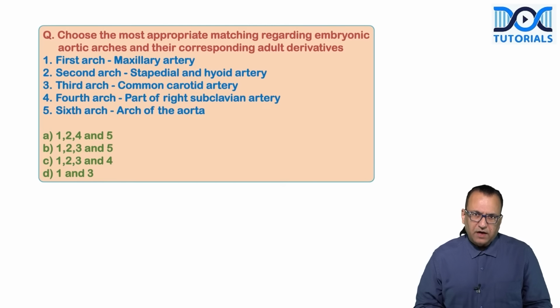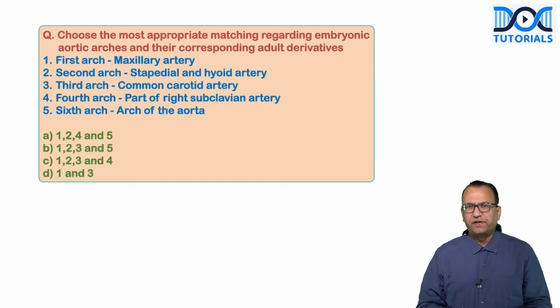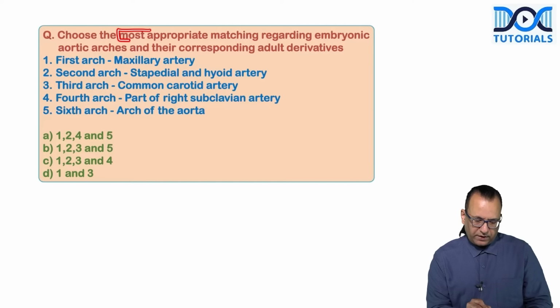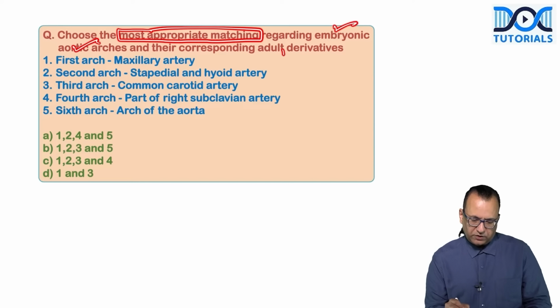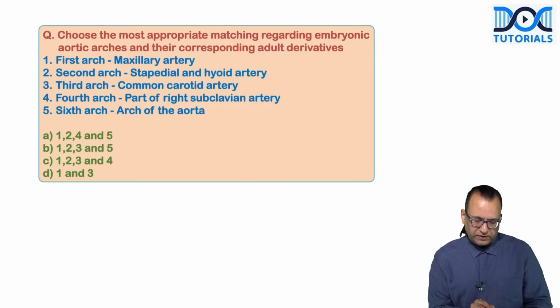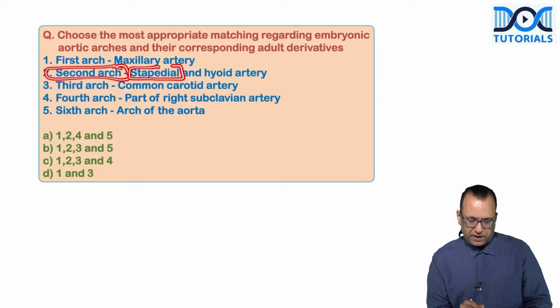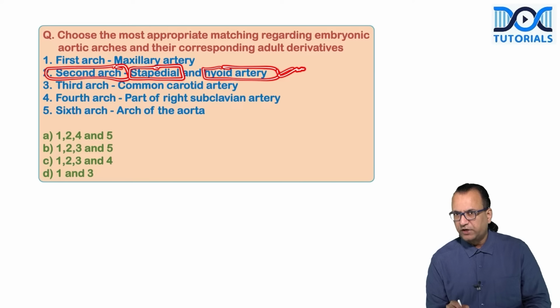We are being asked about the pharyngeal arch arteries and their remnants or derivatives in the adult. We have to identify the most appropriate match regarding the embryonic aortic arches and their corresponding adult derivatives. Obviously, the first pharyngeal arch artery disappears, leaving behind a part of the maxillary artery, fine. Second arch, yes, the stapedial and hyoid arteries are partly contributed by the second arch, otherwise the second arch disappears. Actually, arches 1, 2 and 5 disappear.